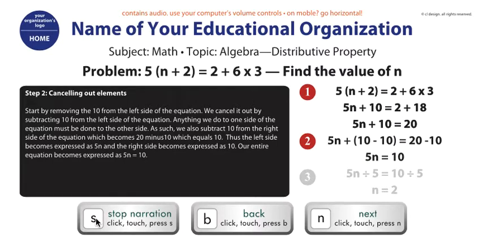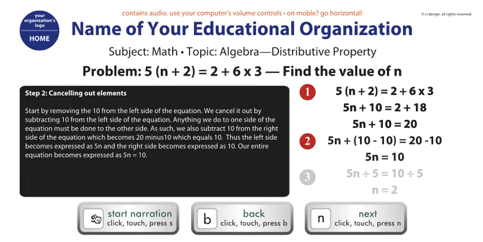Step 2. Canceling out elements. Start by removing the 10 from the left side of the equation. We cancel it out by subtracting 10 from the left side of the equation. Anything we do to one side of the equation must be done to the other side. As such, we also subtract 10 from the right side of the equation, which becomes 20 minus 10, which equals 10. Thus, the left side becomes expressed as 5n, and the right side becomes expressed as 10. Our entire equation becomes expressed as 5n equals 10.